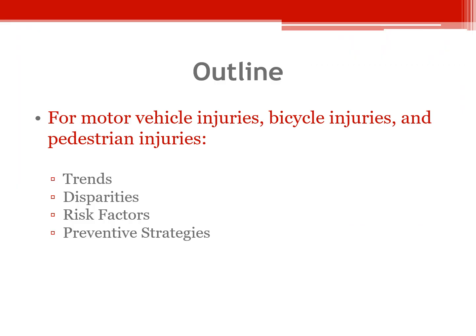For this week's three injury topics, I'm going to discuss first of all the trends in the data, and I will talk about disparities in the data. Motor vehicle, bicycle, and pedestrian injuries are similar to a lot of other public health outcomes in that there are disparities amongst gender identity, racial, ethnic, and socioeconomic categories. We'll talk about some of the risk factors for these injuries and some of the preventive strategies.